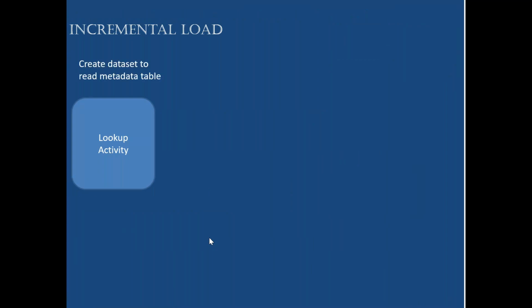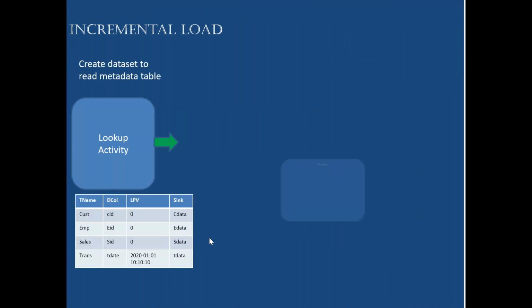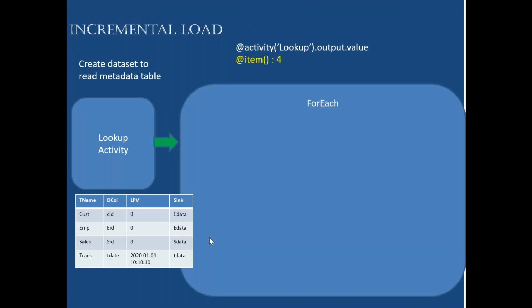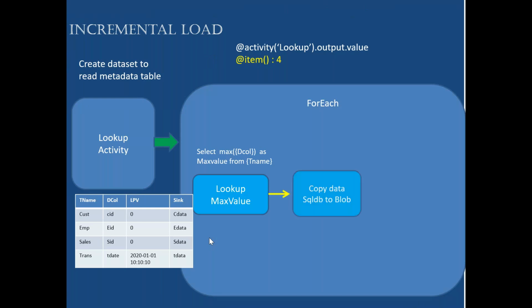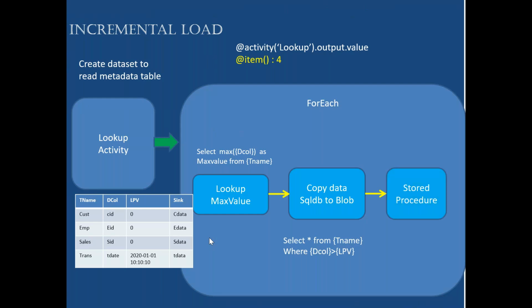Now what we need to do, lookup will read the metadata like this, multiple tables it is going to read, and you will pass them to for each. For each will give one item at a time. First for the customer table you will get a max value, and you will pass that to the copy activity, and it will query the data which is greater than the last processed value. If any new data is there, it will bring it, copy into blob or data lake, then we'll be using a stored procedure to update it.